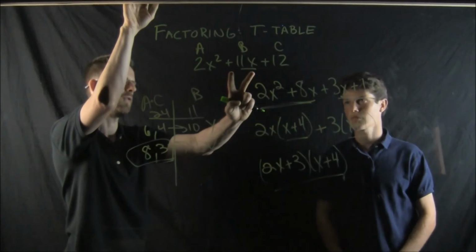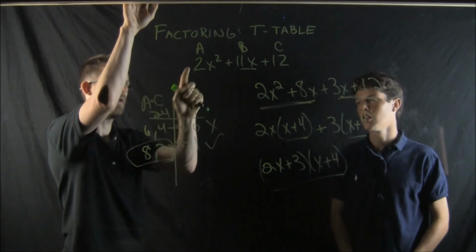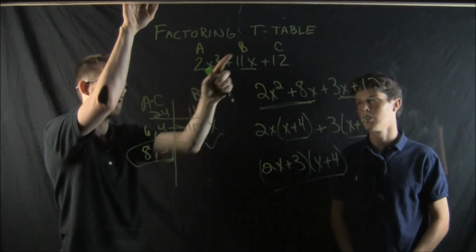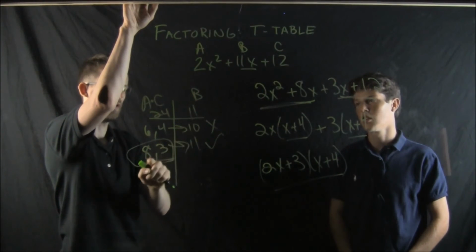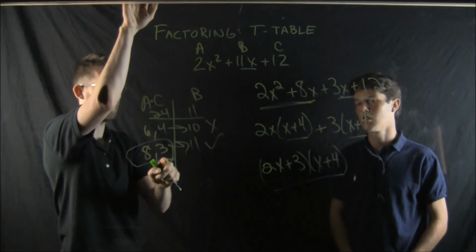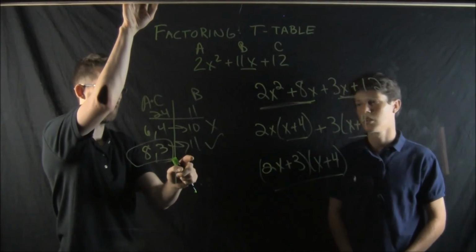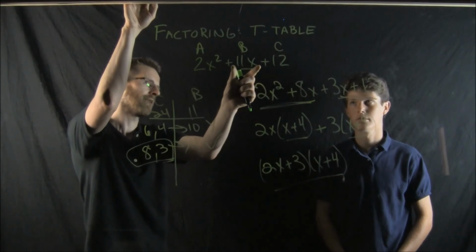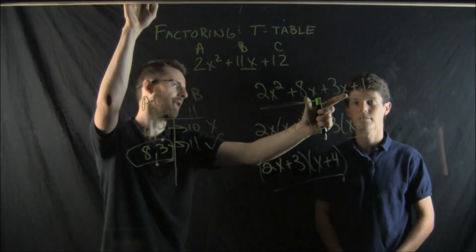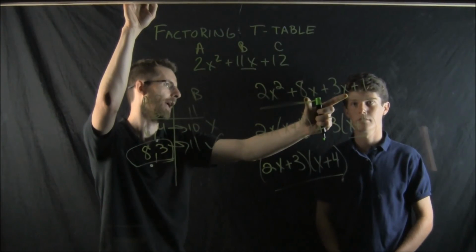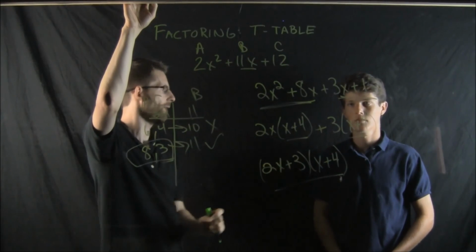Perfect. So to review, set up a t-table. A times C is your first term, B is your second term. Two numbers that multiply to give me 24 and add to give me 11 are 8 and 3. Substitute for the 11x, break that down into 8x and 3x, and then factor by grouping.